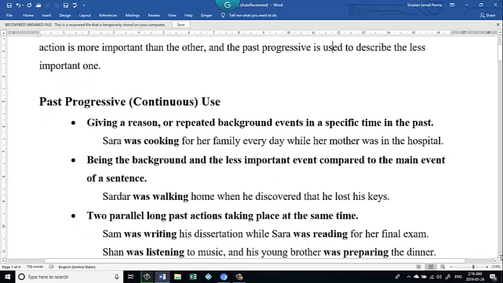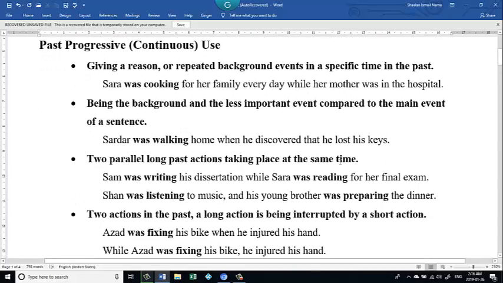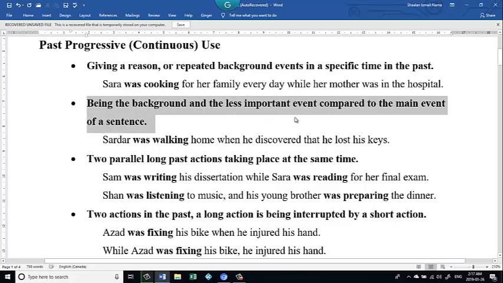Okay, let's see how to do it. Past progressive: we use the past progressive to give a reason or repeated background events at a specific time in the past. For example, Sarah was cooking for her family every day while her mother was in the hospital. Okay, while her mother was in the hospital, she was continuing doing it. The second one is the background and the less important event compared to the main event of the sentence.